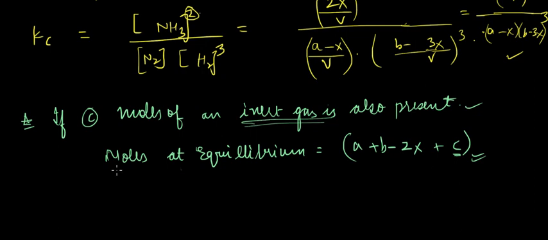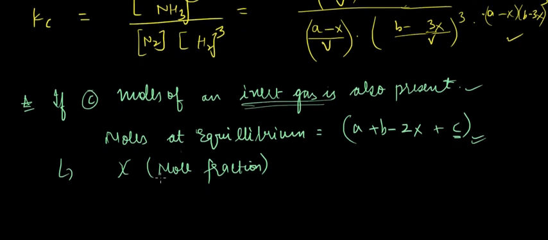So what parameters will be getting affected? X, which is mole fraction of each individual molecule, will be getting affected. What else would be getting affected? Partial pressure would be getting affected, because partial pressure is dependent on mole fraction. Hence these two quantities will be getting affected.